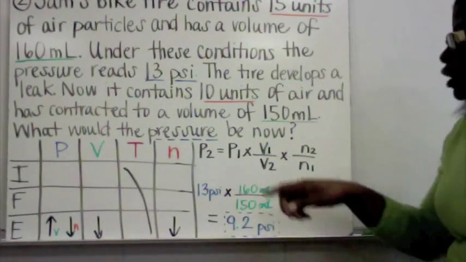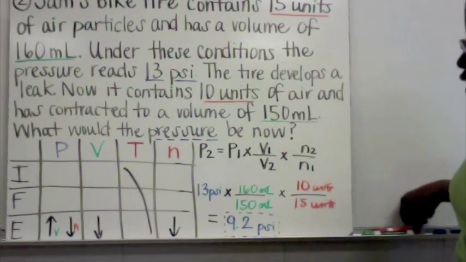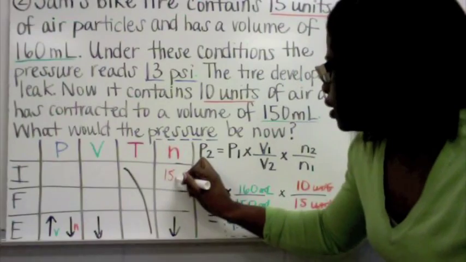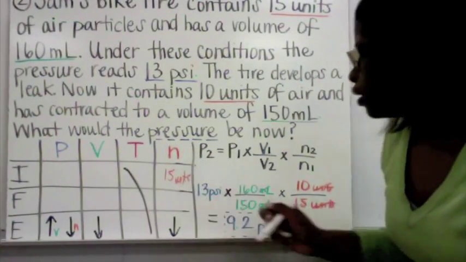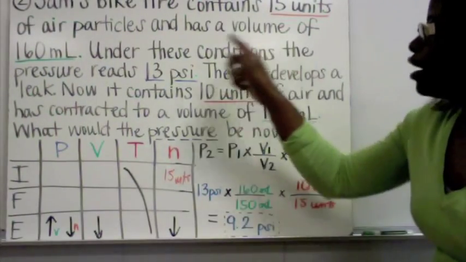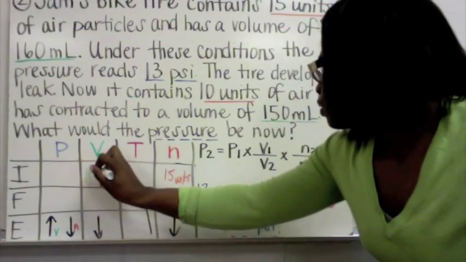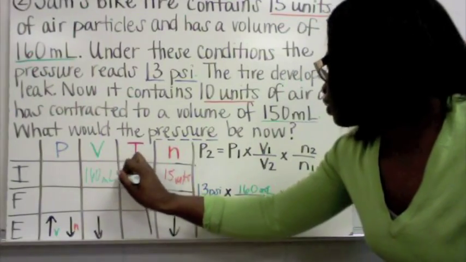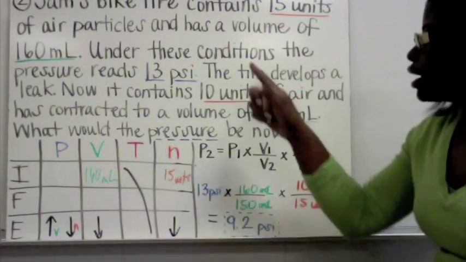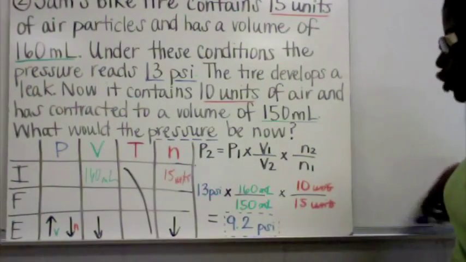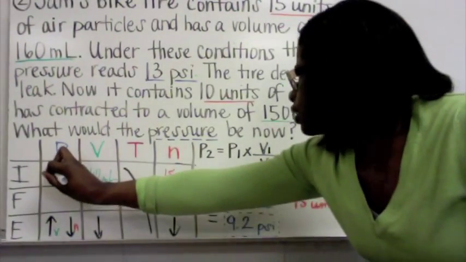So we're going to start filling in our chart. We have 15 units of air particles to start with. And then it says a volume of 160 milliliters. So we have 160 milliliters to start off with. And then it says under these conditions, the pressure reads 13 psi. So we know we have an initial pressure of 13 psi.